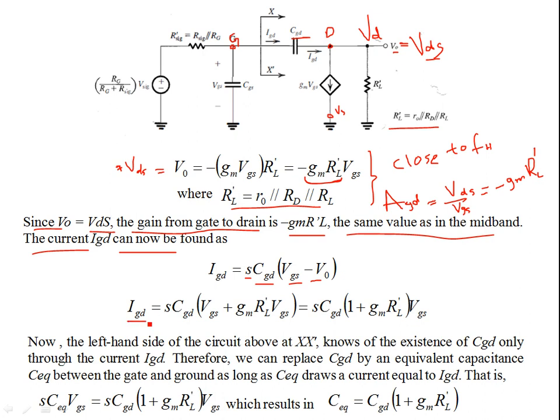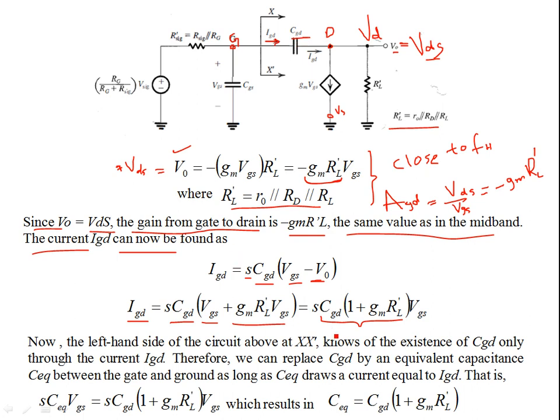So IGD, if you plug in the expression for V naught from this equation, becomes sCGD VGS plus gm RL prime VGS, and you can take VGS out. The MOSFET from the gate side only knows this capacitance through the current IGD, because this small capacitance is taking the current IGD inside of it. From the gate, we were not used to considering current into the gate terminal, but now, since we are considering the internal capacitance of the MOSFET, it is drawing that current, and that current is being driven by the capacitance.